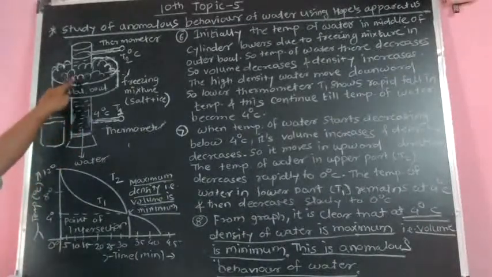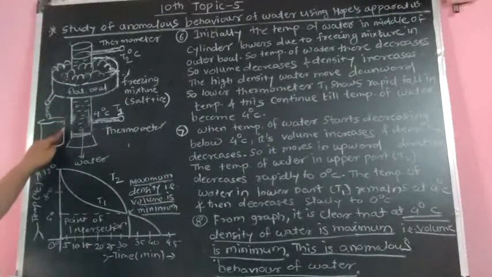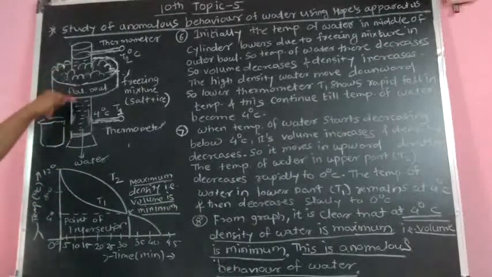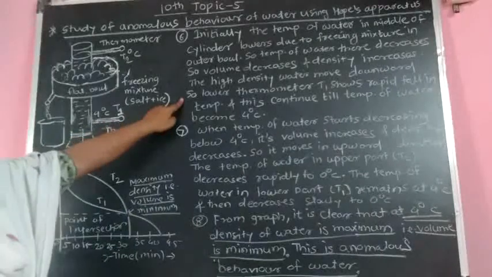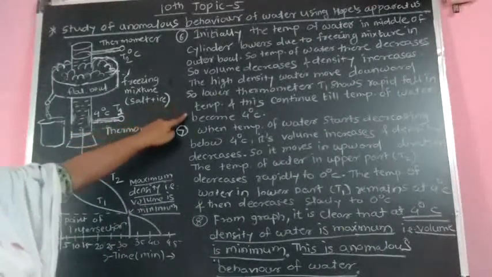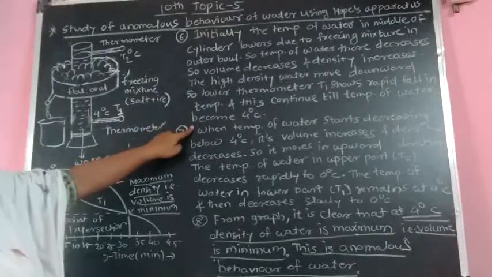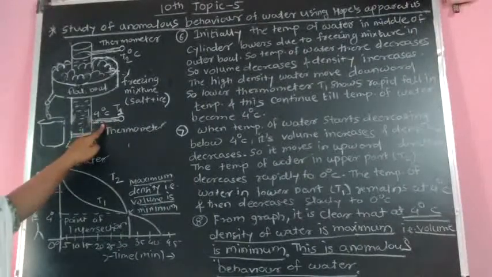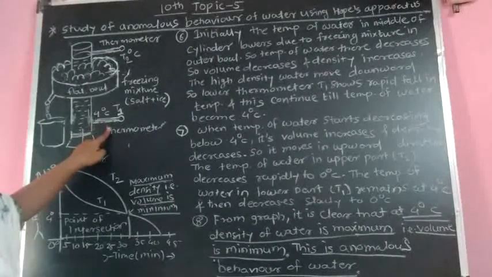Due to the freezing mixture present in the flat bowl, the temperature of the water in the lower part decreases, and due to the decrease in temperature, its volume decreases, so density increases. So high density water moves in the downward direction. So the lower thermometer T1 shows a rapid fall in temperature, and this will continue till the temperature of water becomes 4 degrees Celsius. That is, the temperature in thermometer T1 falls rapidly up to 4 degrees Celsius, and at 4 degrees Celsius it remains as it is for some time.